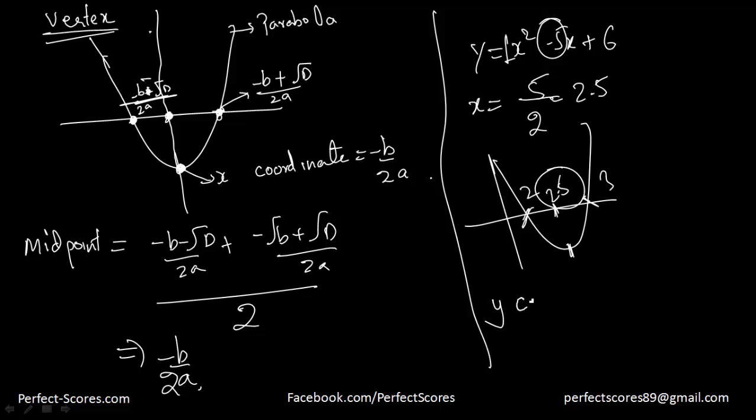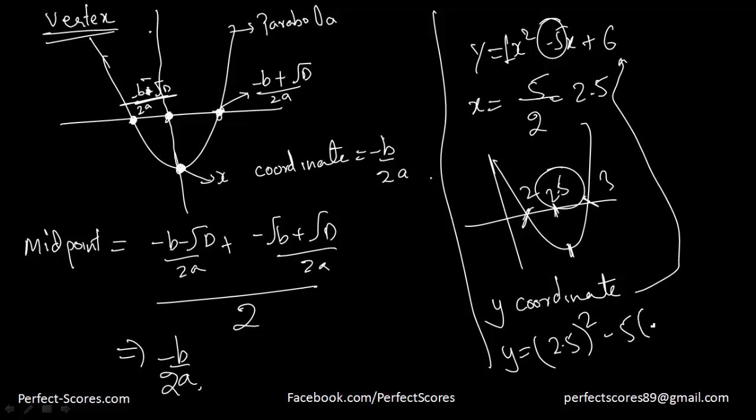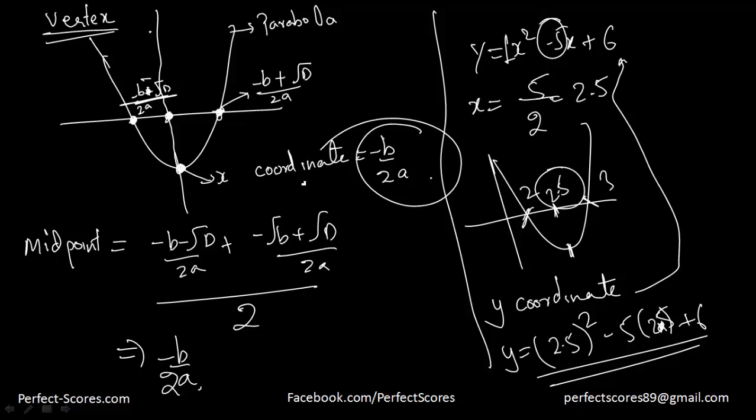And if you want to find the y coordinate, just substitute that x coordinate into this function and you will get the y coordinate. So the y coordinate here would be equal to x square minus 5x plus 6, right? So this is how you'll get the y coordinate. So you can find the vertex of this parabola by using this value, that is minus b over 2a. So that is that.